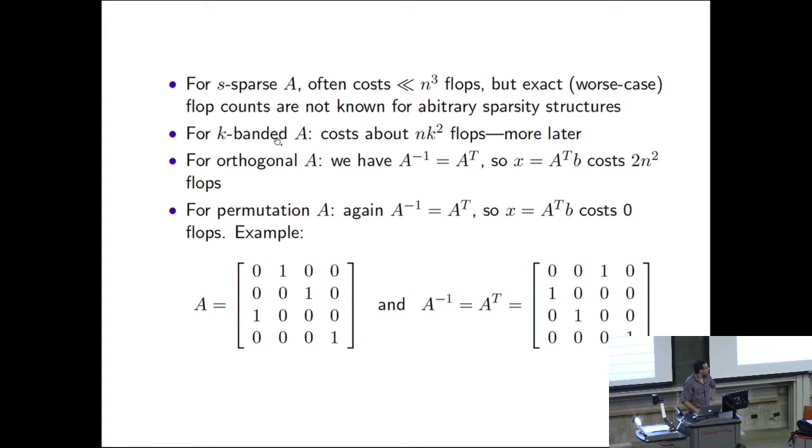For a banded matrix, which is a very nice form of a sparse matrix, it's exactly order n k squared flops. That's known to be n k squared flops.